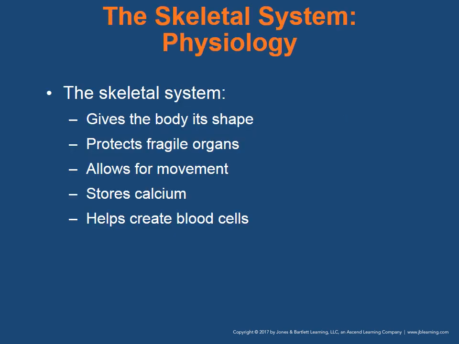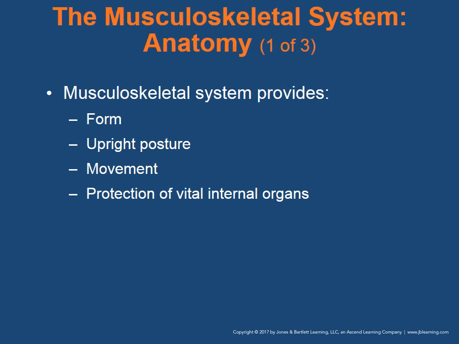So the skeletal system physiology, what does it do? The skeletal system gives the body its shape. It protects fragile organs, but it can also damage them, right? We have to have that index of suspicion there. It allows for movement. It stores calcium, helps create blood cells. So there's a lot of importance that the skeletal system has. Obviously we see it gives the body its shape, but there are other things it does as well.